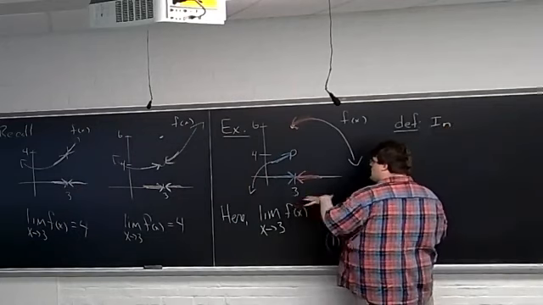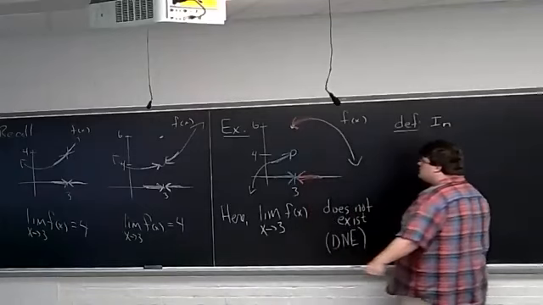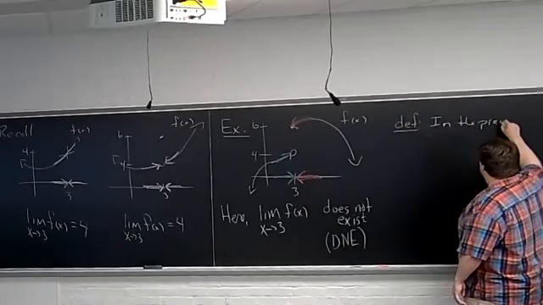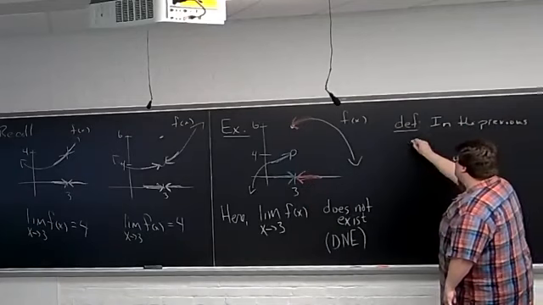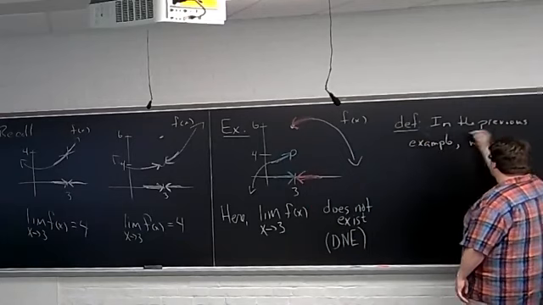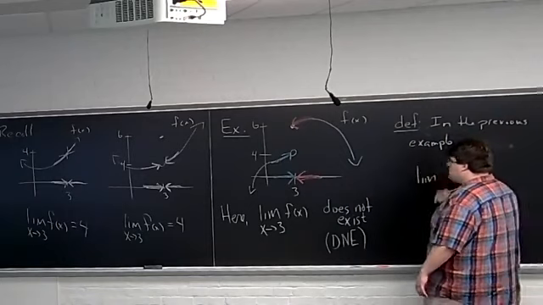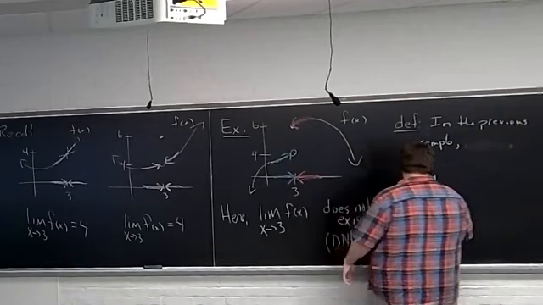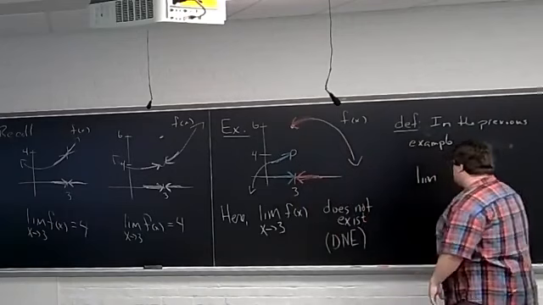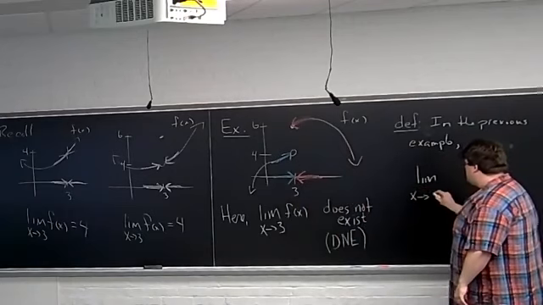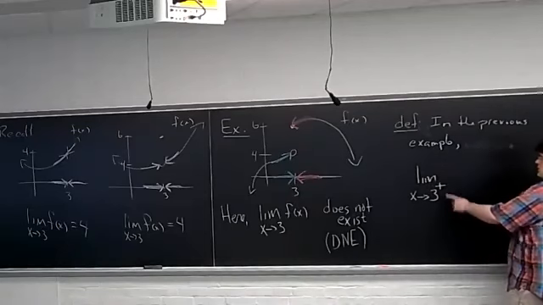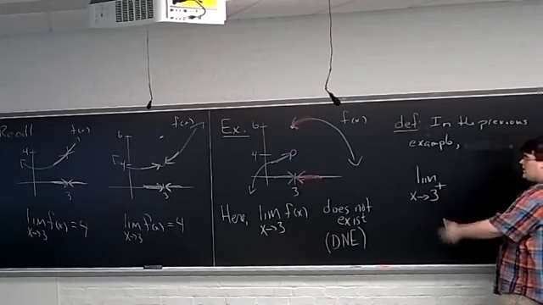So we're going to describe what happens on the left and on the right using new notation. In the previous example, let's do the right first, because I like writing positive before negative. On the right of 3, the limit is 6. So we'll say, not the limit as x approaches 3, but the limit as x approaches 3 with a positive superscript to mean on the right of 3.